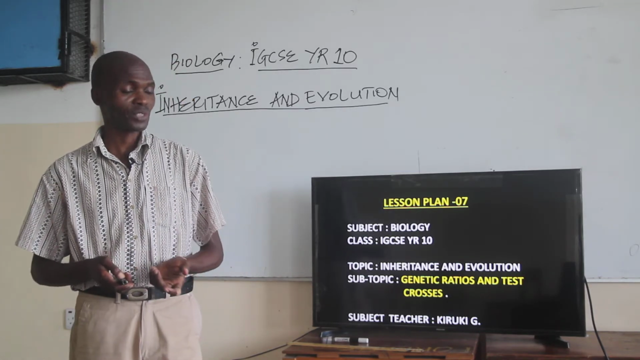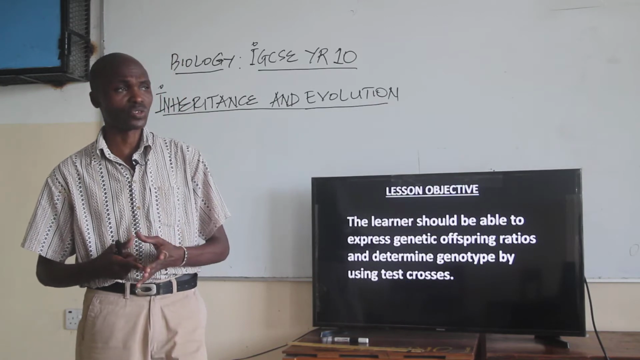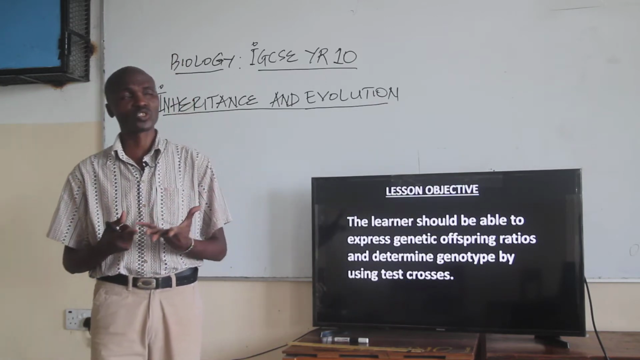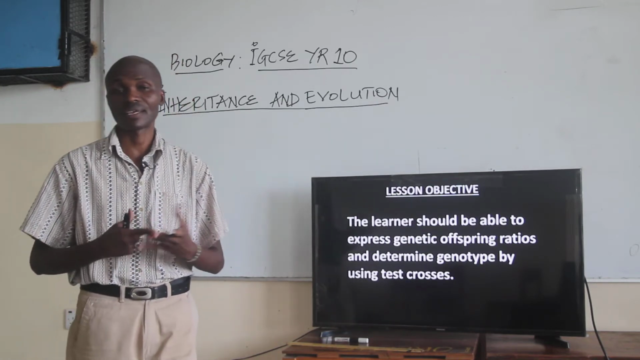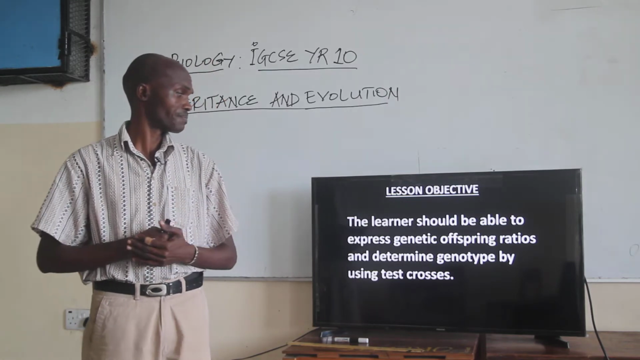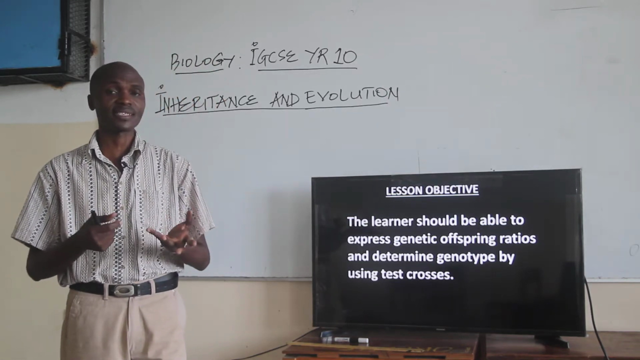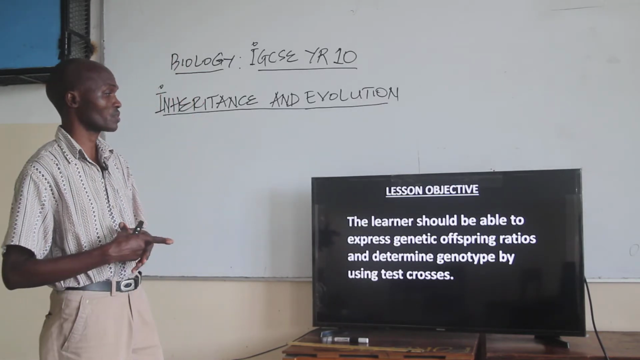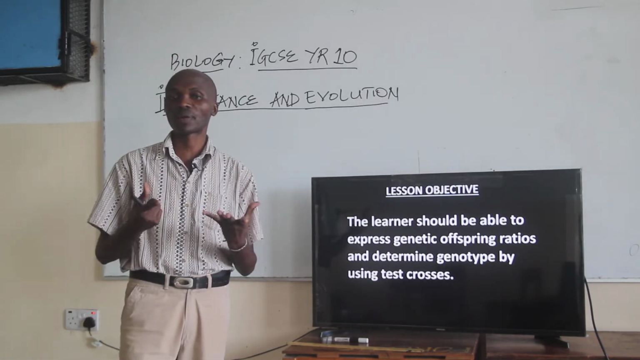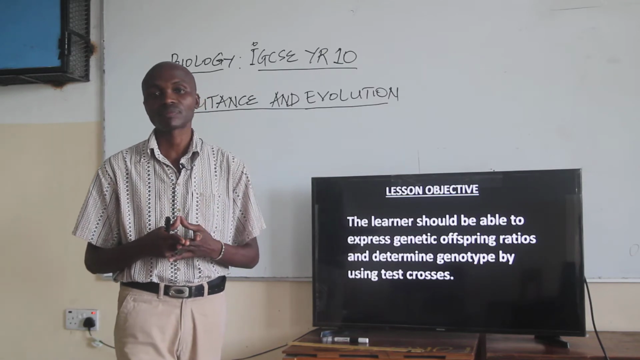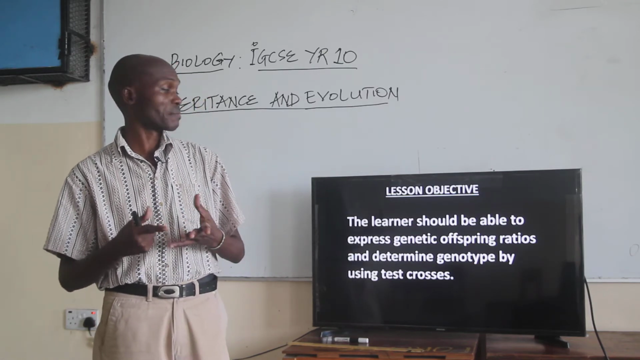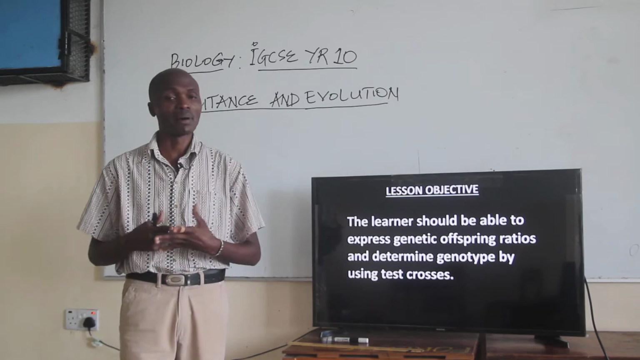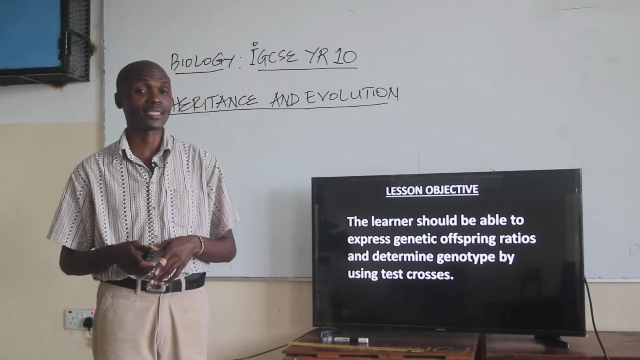So this is a continuation of a series of lessons we'll be dealing with. Previously we talked about the genotypes and the phenotypes that are expressed by our genetic makeup. By the end of this particular session, we should be able to express our genetic ratios and determine the genotype by the use of test crosses.